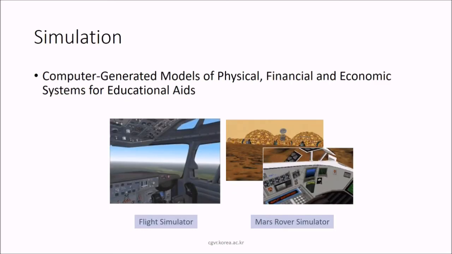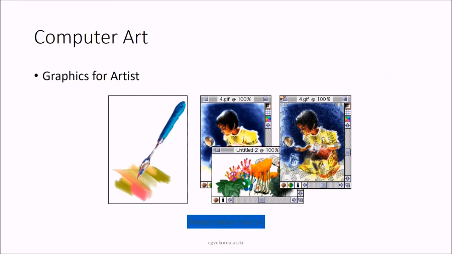Now this is simulation, a flight simulator. You cannot risk a flight or a life. For that, first you are allowed to sit in a flight simulator or any other simulator of this kind. Then you learn, and once you are well versed, you have to take an exam. When you pass, then only are you supposed to go into the actual vehicle. So these are computer generated models of physical, financial, and economic systems, for say educational purposes. This is a Mars rover simulator. This is a flight simulator.